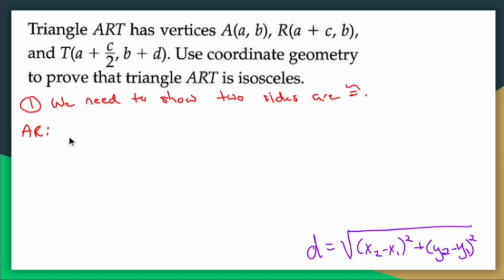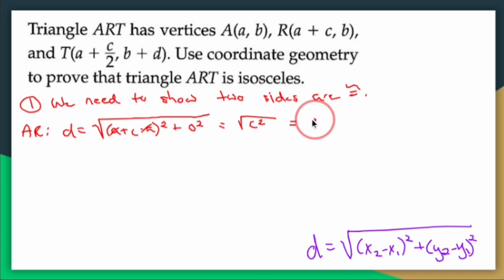AR is going to give me a distance of big square root. Let's call these my x sub 1s and these my x sub 2s. So x sub 2 would be A plus C minus my x sub 1, which would be A. Things disappear, squared. Plus B minus B. How convenient. 0 squared. The A's cancel out. So this just becomes C squared plus nothing, which is just C squared. The square root of that is C.